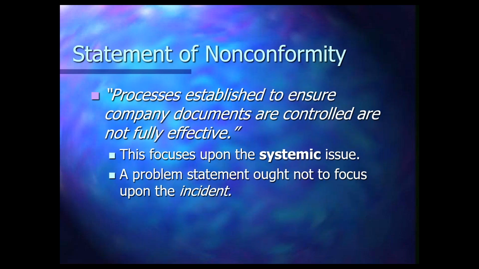So in this case, our statement's a little bit different. Processes established to ensure company documents are controlled are not fully effective. We're not mentioning that it was a quality auditor. We're not mentioning the blue cell. We're saying, look, you have an issue with the processes that you've put in place to make sure that the company documents are controlled. This is a systemic statement. It will drive the organization to a systemic fix. And that is, of course, what is ultimately intended here.